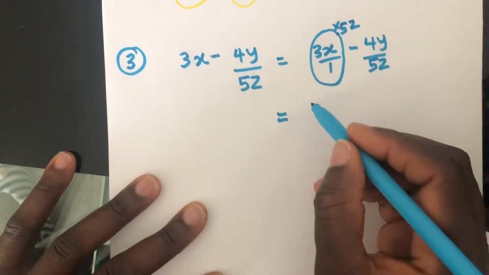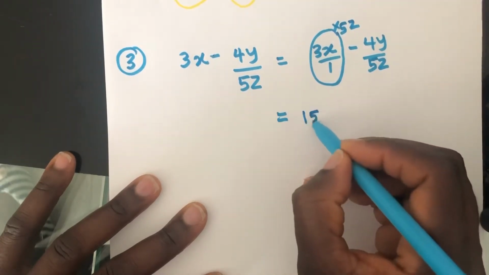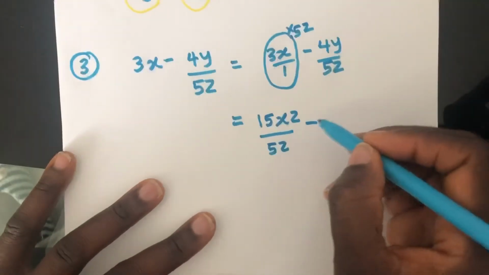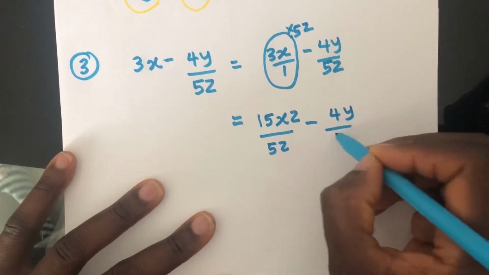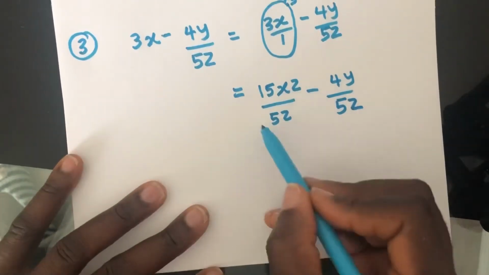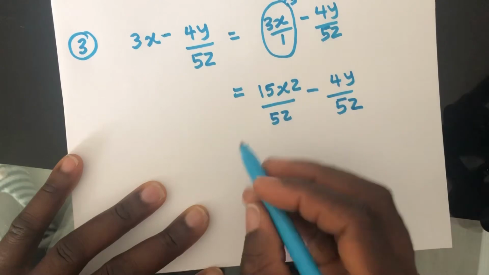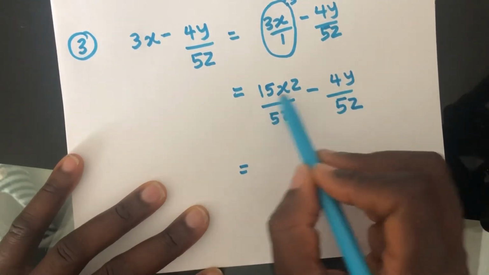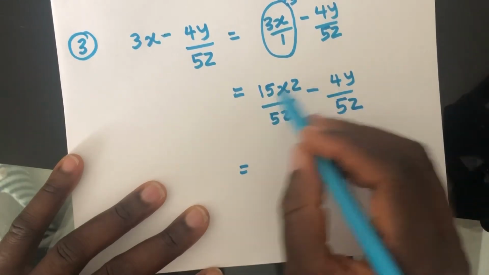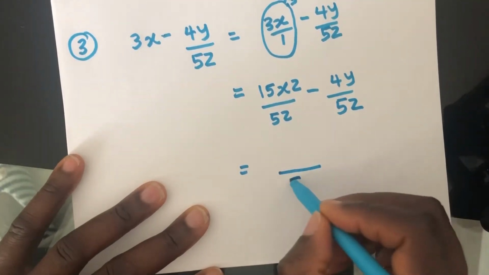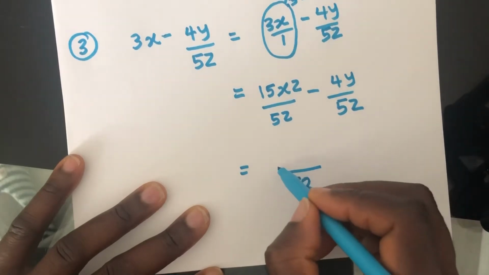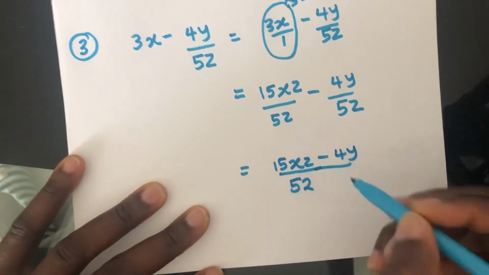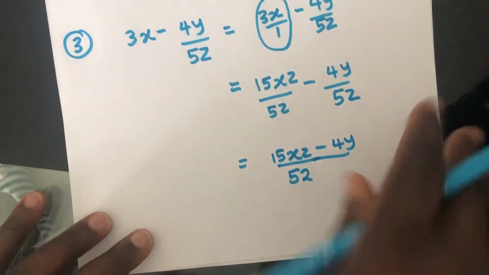This will now be 3x times 5z will be 15xz over 5z minus 4y over 5z. Now the bottom numbers are the same, so I just need to take away the top numbers. But I've got two different types of terms, so I'm not going to be able to do anything about them. I'm just going to leave the bottom number as it is and leave the top number just as a subtraction. So that's it on that question.